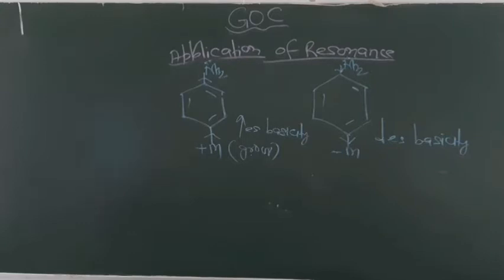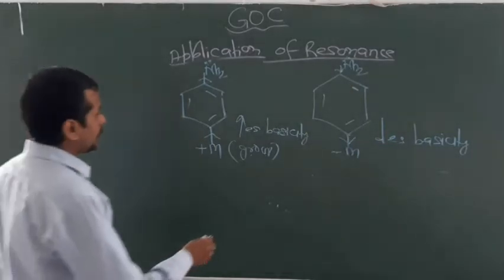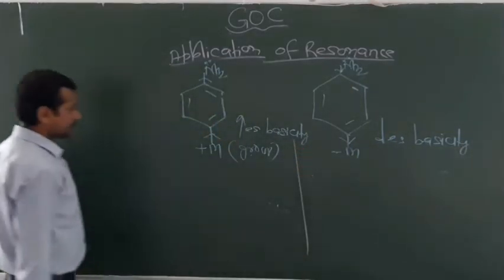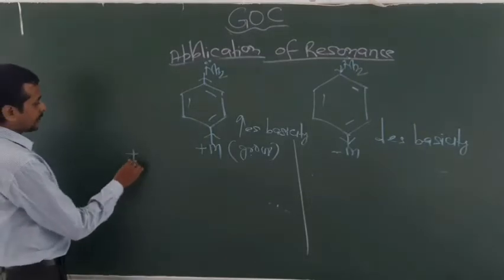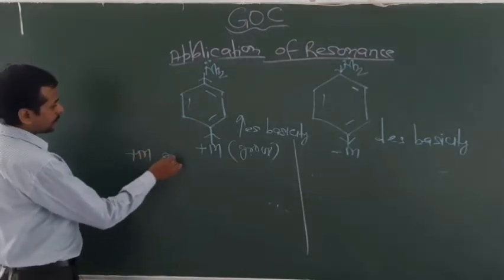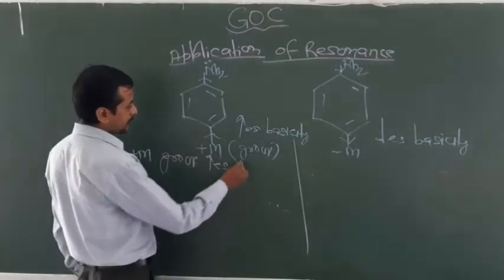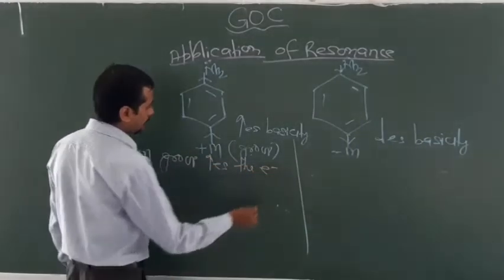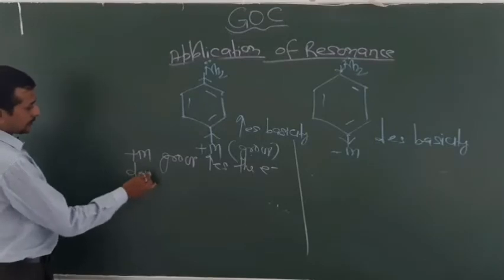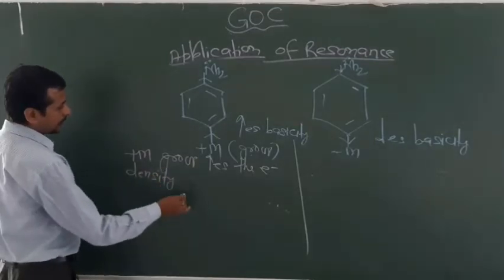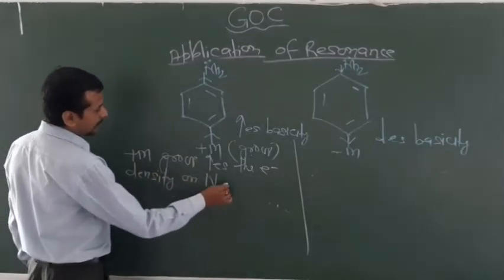Now dear students, look at the comparison. The plus M group increases the electron density on the nitrogen atom.